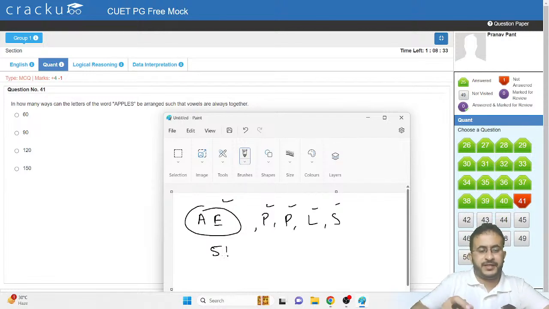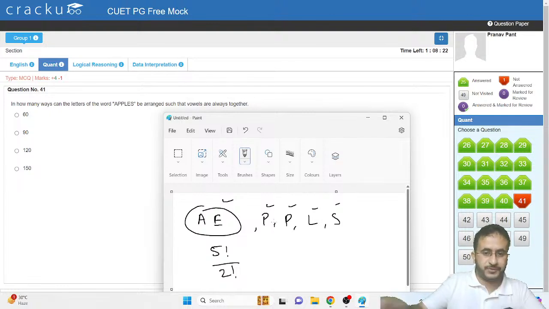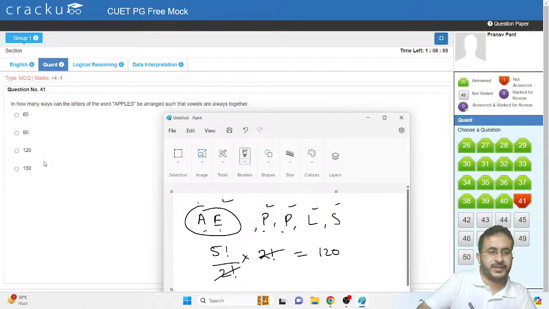Okay. And then if we look at the repetitions, how many repetitions are there? There are 2 repetitions. Okay. That are present here. Because P is repeated 2 times. Now A and E can be arranged among themselves in two ways. ठीक है, या तो A left में आएगा, E right में आएगा, और vice versa. So again can be arranged in two factorial ways. So this is cancelled. You get 120 as the answer.